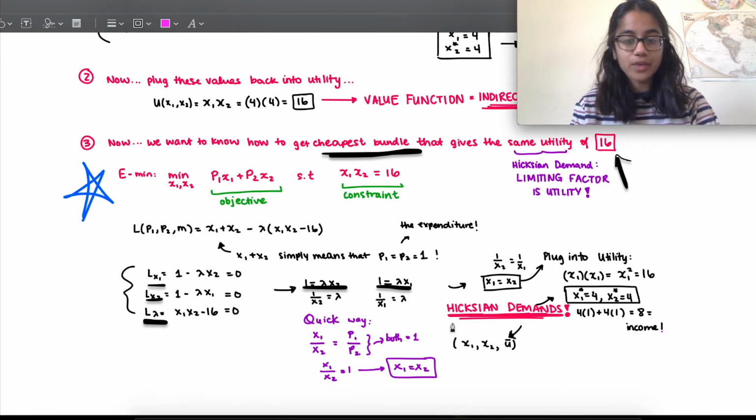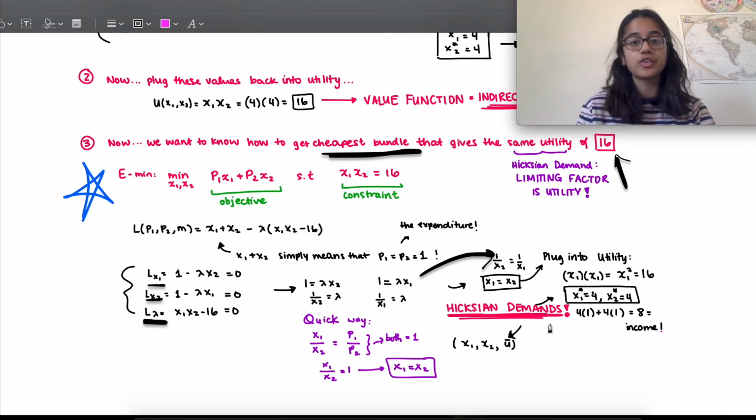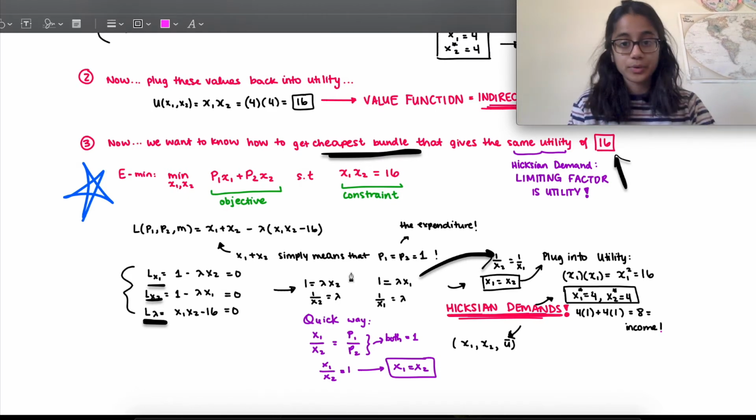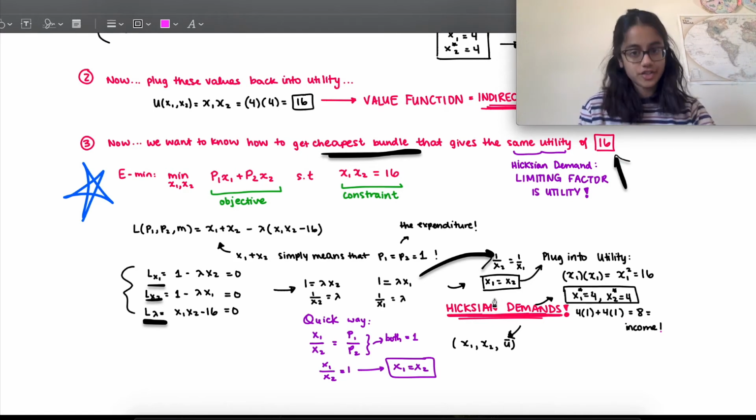And then what you can do is set that fraction, right? You get 1 over x1 is equal to lambda, and you get 1 over x2 is equal to lambda. Oh wait, the lambdas are equal to each other. Why not equate them together, right? It's just basic algebra. And then you do cross multiplication, and you get x1 is equal to x2, okay?